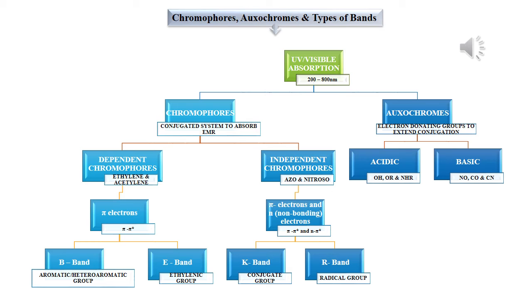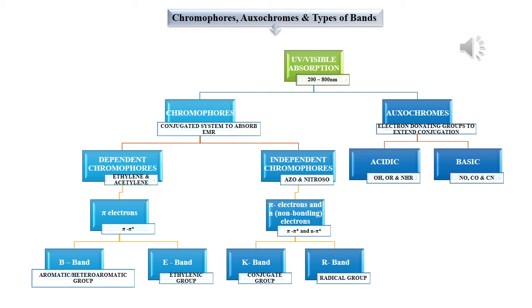What is the B band? The B band is due to the benzenoid ring. Benzenoid represents an aromatic or heteroaromatic group present in the molecule, and E represents an ethylenic group in the molecule. So the band due to an ethylenic group will give the E band, and the K band is due to a conjugated group. The R band is due to a radical group. So R represents the radical group, whereas K represents a conjugated group.